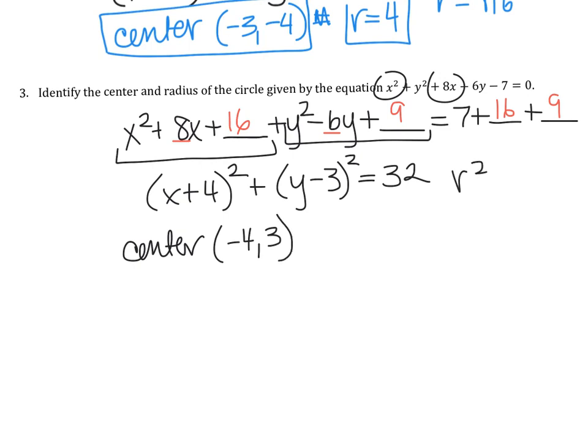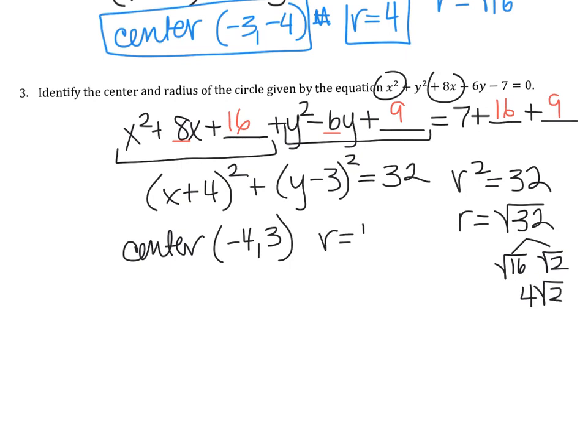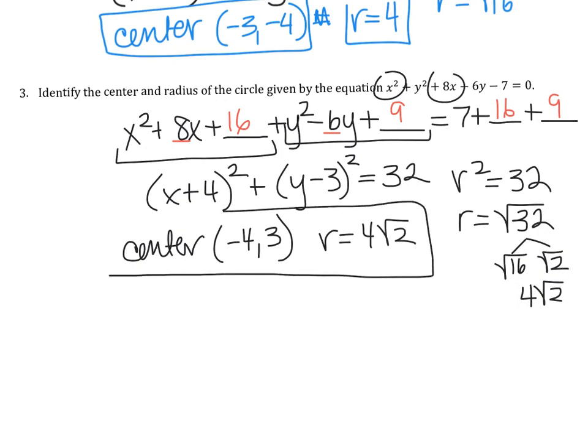And if r squared equals 32, if I take the square root of both sides of the equation, r equals the positive square root of 32, because radius, or length, is always positive. And then if I simplify this radical, the perfect square 16 is a factor of 32, and the square root of 16 is 4. So the radius is 4 square root of 2. So this circle has a center at negative 4, positive 3, and a radius of 4 square root of 2.